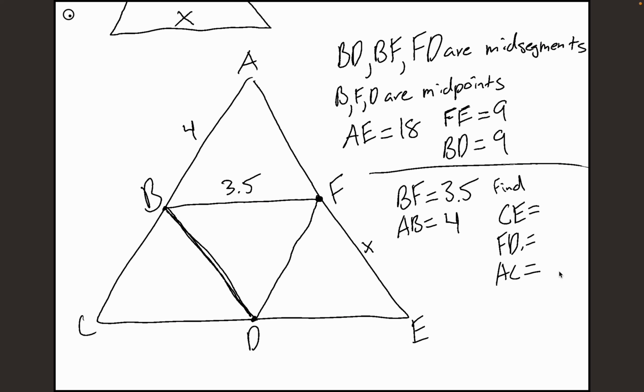Just use the mid segments up here and the midpoints to help you. This is your given. So if BF is 3.5, what's the value of the whole side on the bottom?